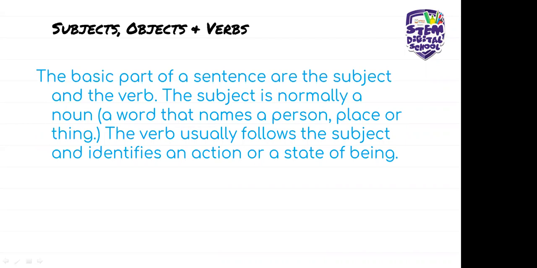Okay, subjects, objects, and verbs. Like I said yesterday, the basic parts of a sentence are the subject and the verb. The subject is normally a noun, a word that names a person, place, or thing. The verb usually follows the subject and identifies an action or state of being. And then the object is the thing that the action or the verb is being done to.